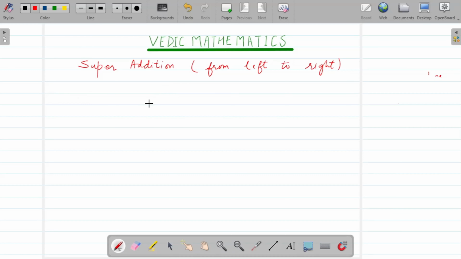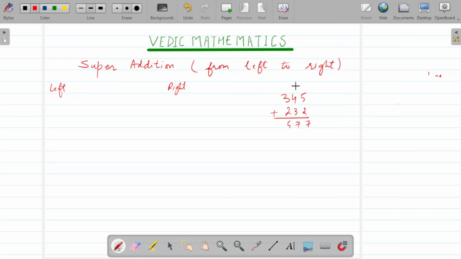Hello students. Today we are understanding the super addition from left to right. What does it mean? That is left to right. This is my left side and this is the right side. In a normal situation, if we are doing any calculation, for example, we start from the right. 5 plus 2 is 7, 4 plus 3 is 7 and 3 plus 2 is 5.